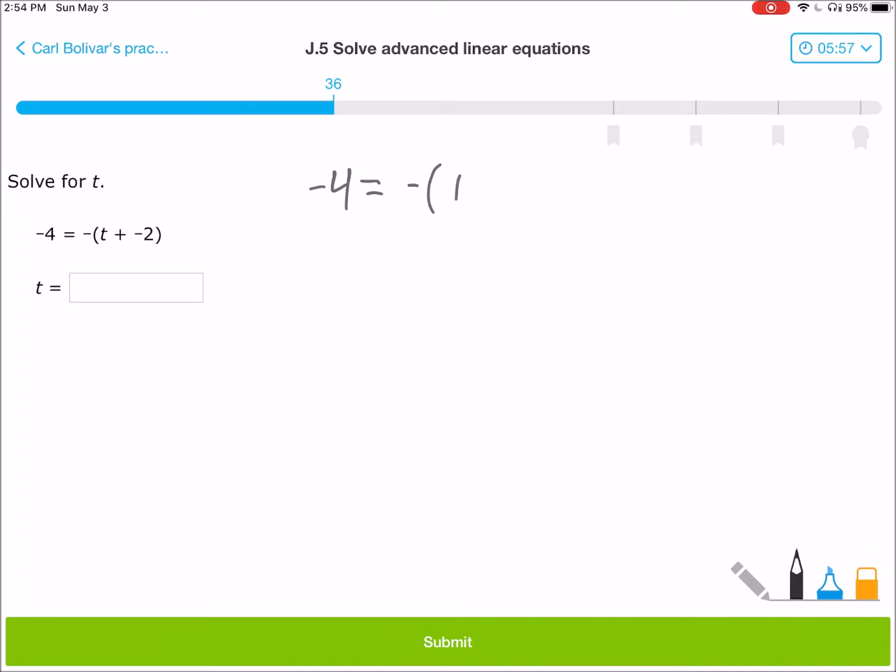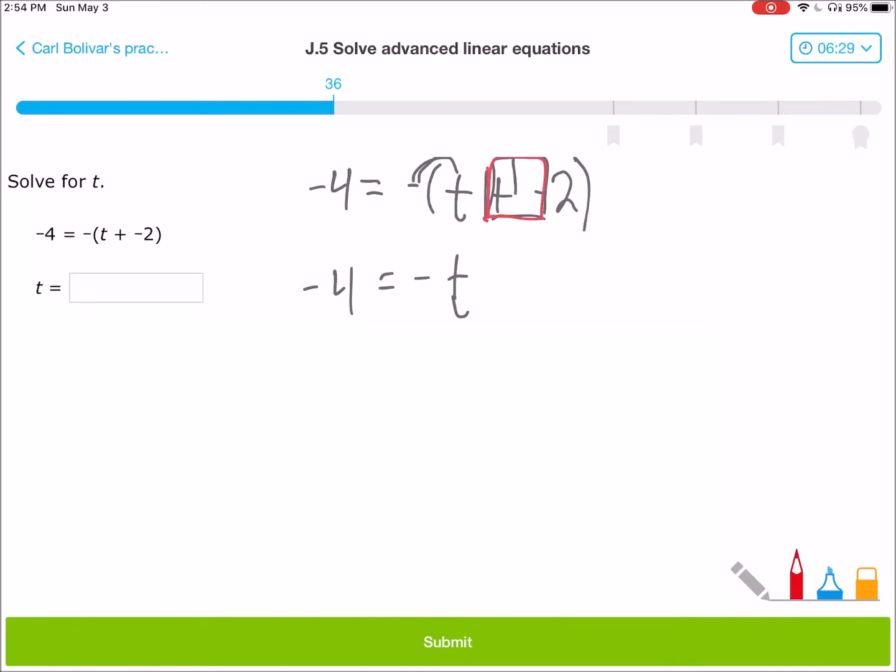Write it out. T plus -2. Alright, so let's first distribute this minus to all of these inside terms. When we do that, we will get -4 is equal to -t, and then we have a positive and a negative right here. So let's first simplify those.